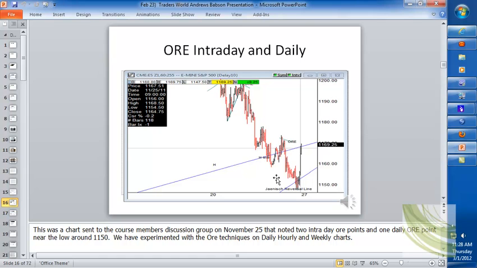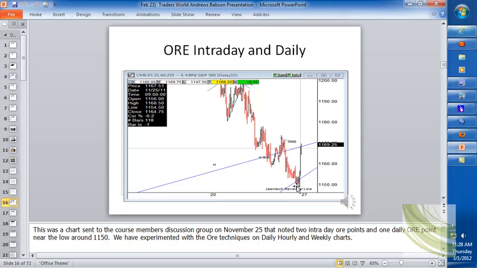Let's take a look. This is one I sent out to the group right before Thanksgiving of 2011. This is an intraday chart, S&P, and I noted there was an OR up here and there was an OR over here. These are intraday charts, and when you use the OR on an intraday chart, you have to use the right size bar, otherwise things can get rather messy. We'll tell you what that is in the course. We cover that in the videos.